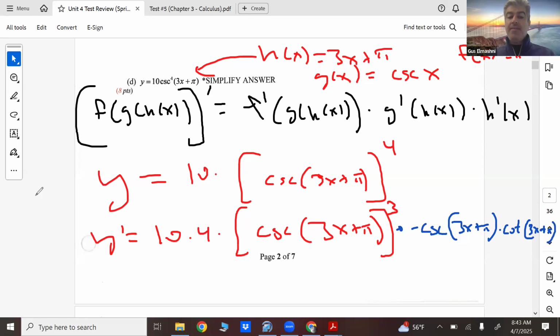And then finally h prime of x times 3. And you can leave it like that. You don't have to clean it up. But if you want to clean up a little more, you could say, I'll put in black, the final answer: negative 120 times cosecant to the 4 power.